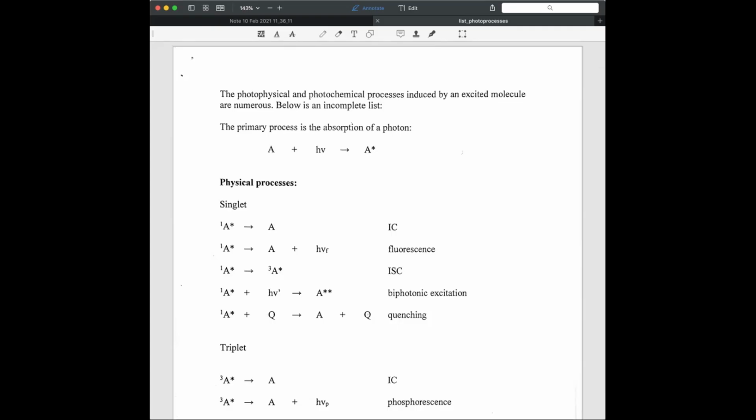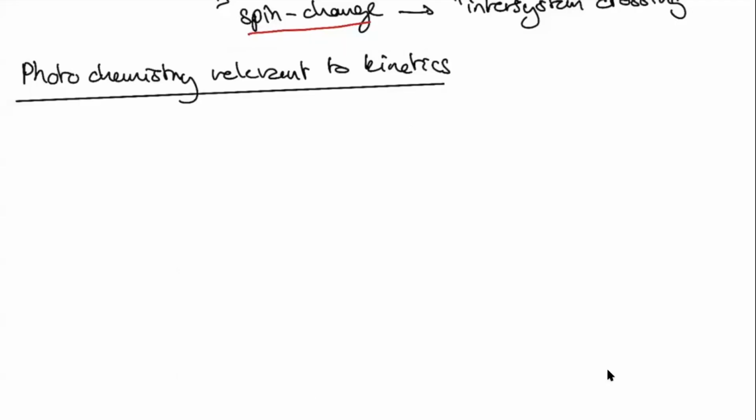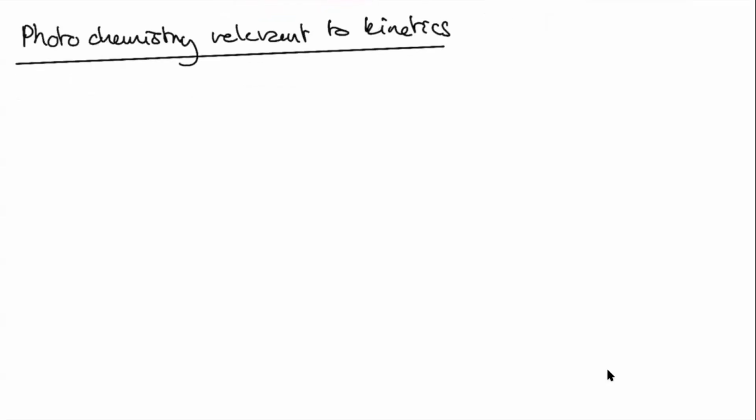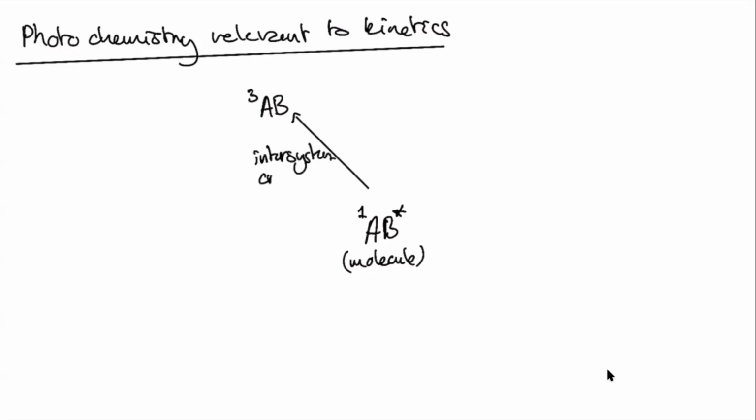But again, to come back to my main story, let's look at the processes that are really important in chemical kinetics. So when we do photochemistry, which of those processes are really important? Okay, so imagine we start with a molecule, which we'll call AB, and it's in the singlet excited state, right? And this is a molecule. Then let's look at different processes. We had seen already going to the triplet state, right? So this is intersystem crossing, ISC.